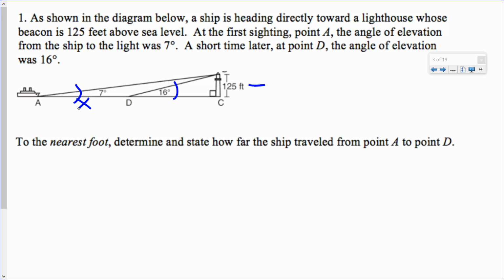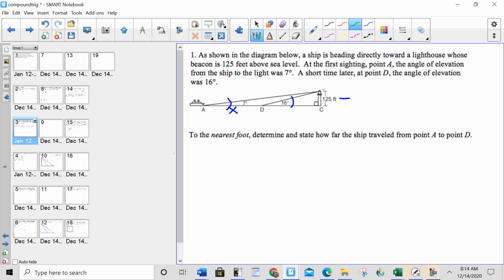So here's what I see. I see 2 right triangles. I see this right triangle. I see this right triangle. The first method I want you to look for is subtraction method. Is there anything I can subtract in order to find that missing piece? And the answer is yes. If I find this whole bottom side of the big right triangle and I find this bottom side of the small right triangle, I can subtract those to find that missing piece. So that's exactly what I'm going to do.